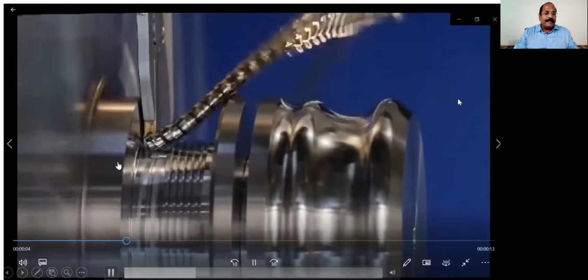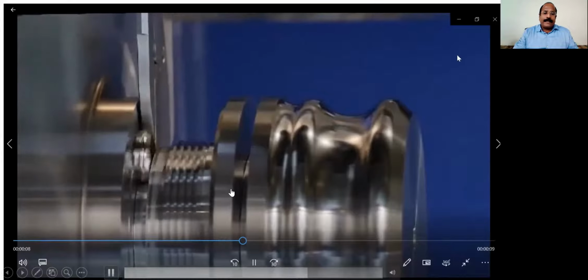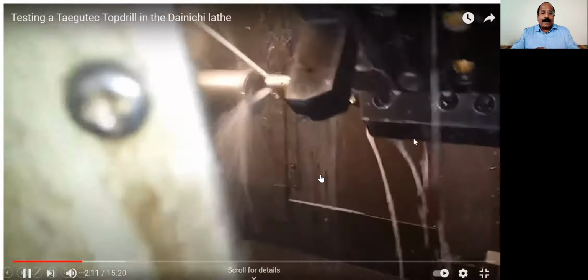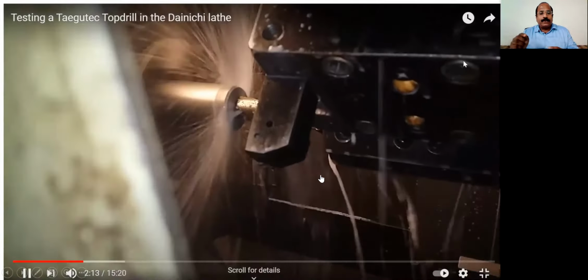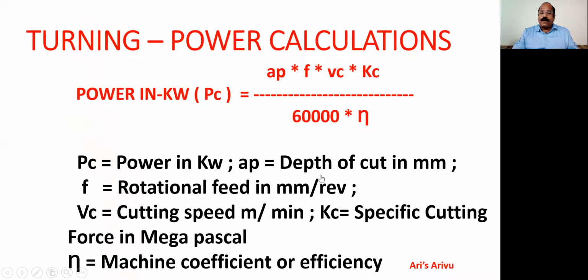You can see this is a bar which is held on the chuck, and after the turning is completely over, now this is being parted off. Now the component will be parted off. This is the drilling operation, which from the solid you can do the drilling. After the drilling is over, we can do the boring operation. So these are all the various operations on turning.